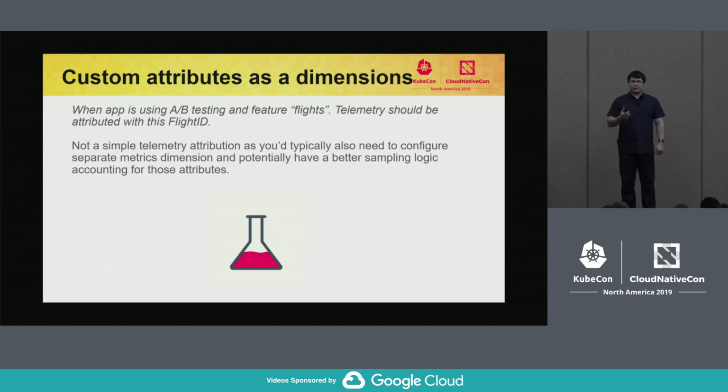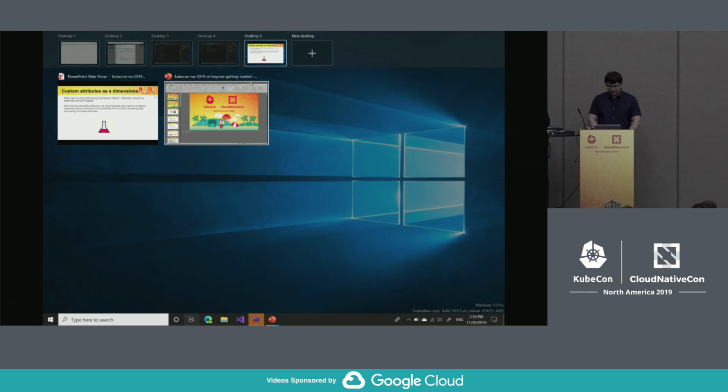To set this type of attributes, we have a different API called distributed context, and it's a scoping API. So you set a scope for this attribute, and all the telemetry inside of the scope will be attributed with this ID. I will show you this example really quick.